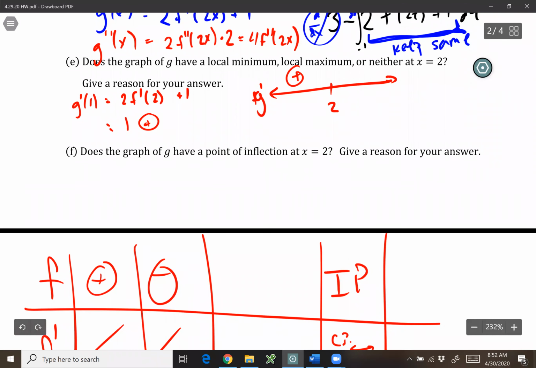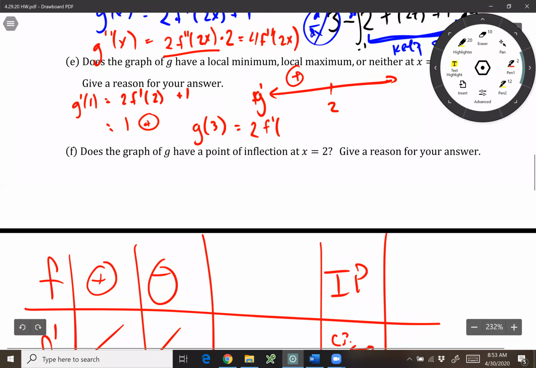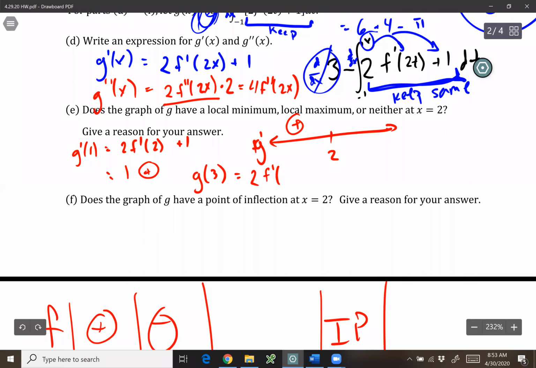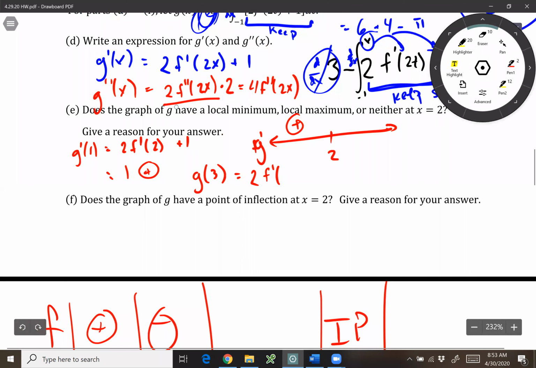Well, let's see what would happen if we use 3. So if we say G of 3, that would be 2 F prime of 2 times 3, right? Because we have this. Oh, wait, that's why. Okay, my bad. I'm using the wrong function. We were doing this one, okay?